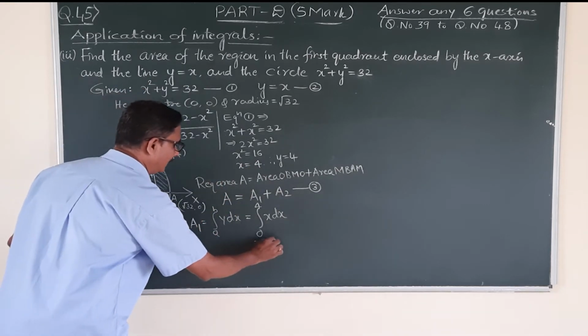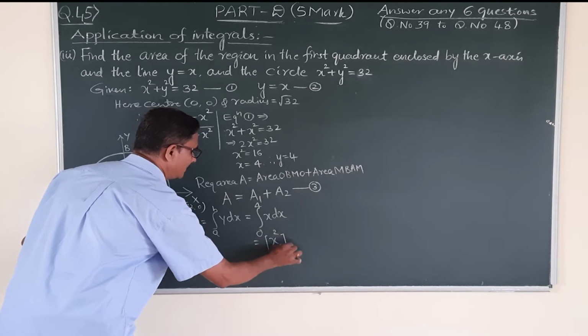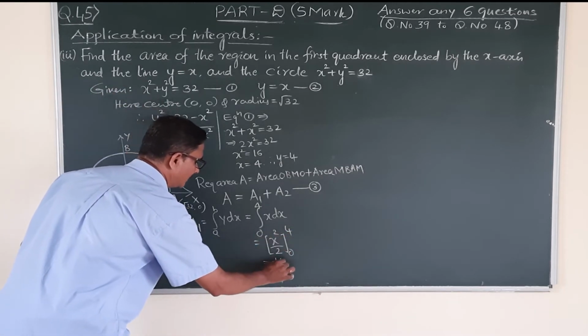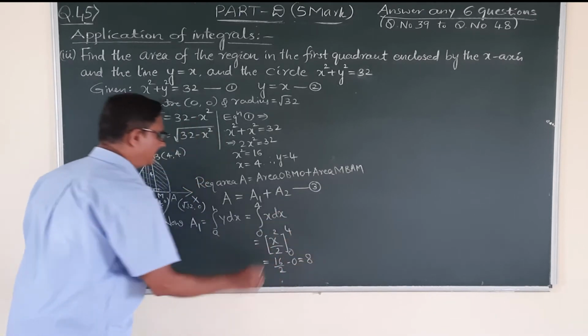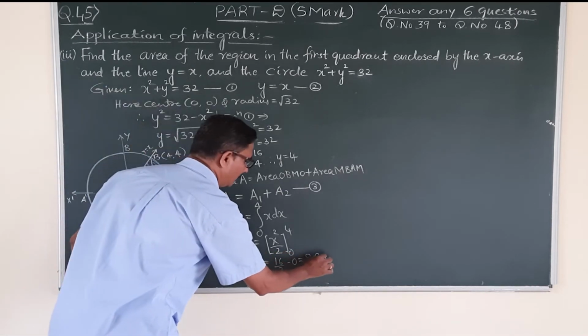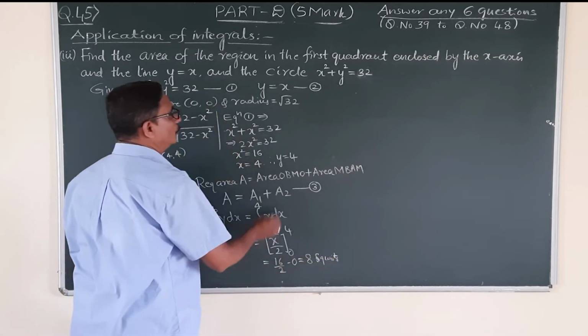Then integrate. The integral of x is x square by 2 between the limits 0 to 4. Right? Put x equal to the upper limit 4, 4 square is 16, by 2. The lower limit is 0. 16 by 2 is 8. So the A1 value is 8 square units. A1 is 8 square units. Then to find A2.